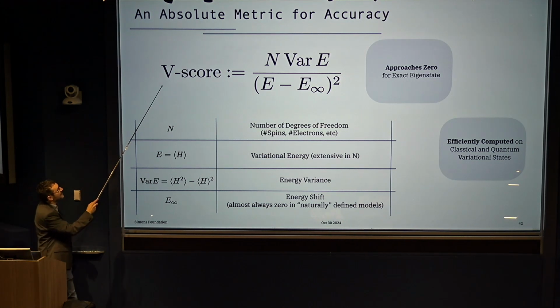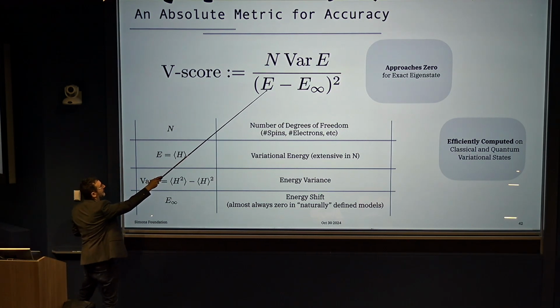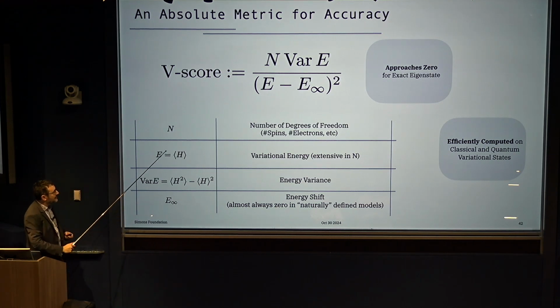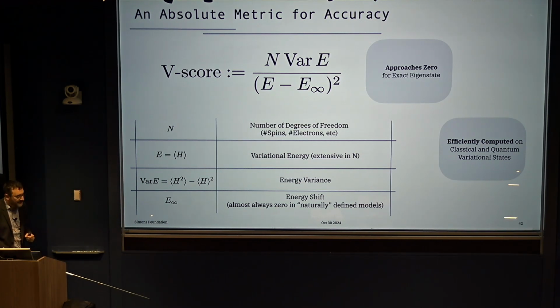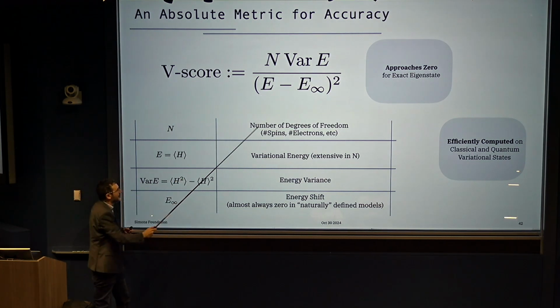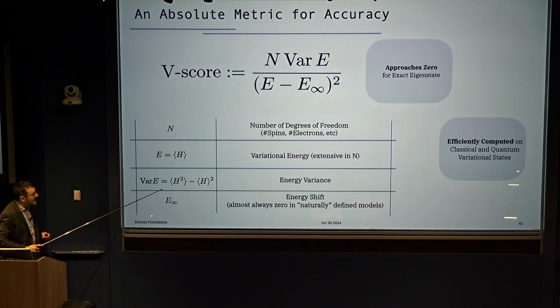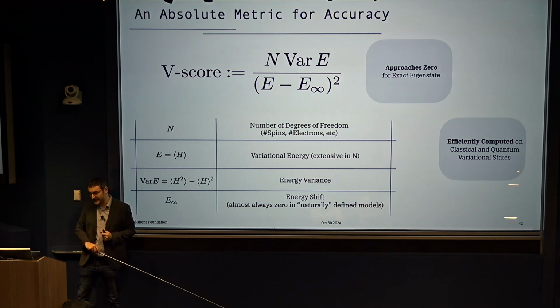We define an object that we call the V-score that contains essentially the ratio of two quantities. One is the energy, the expected value of the energy, the same object that I described before in this variational theorem. And then the other quantity that appears here is the variance of the energy. Essentially, these are the fluctuations that the energy will acquire when I measure the energy on my quantum system.